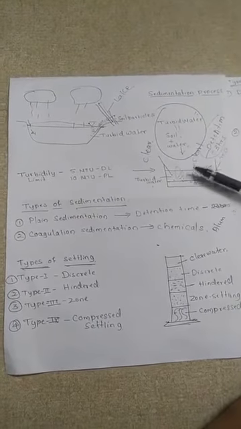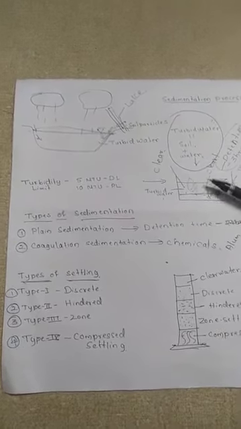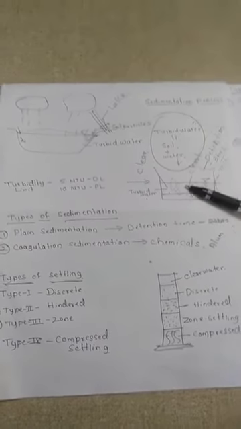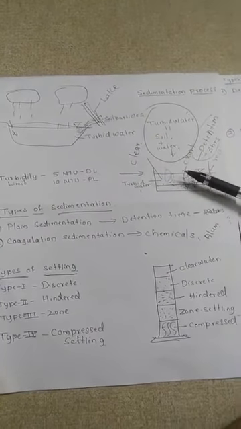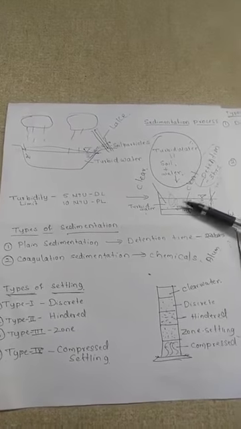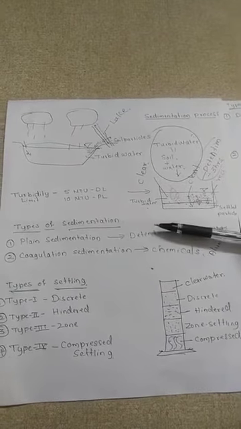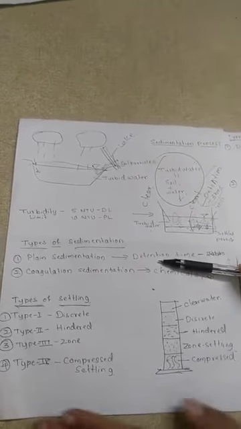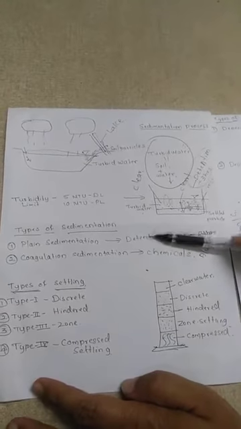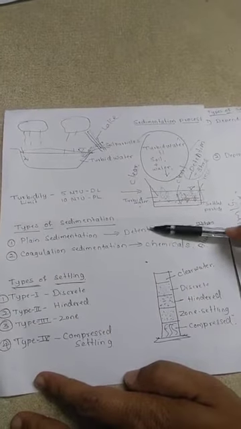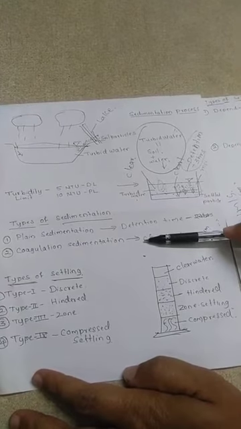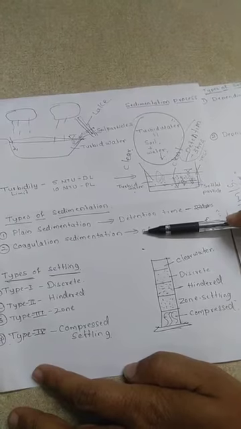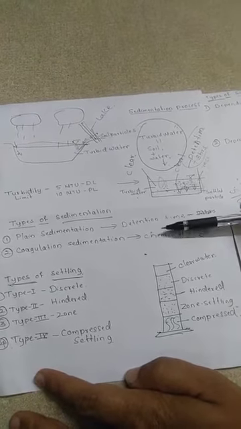Why are we going to do it? If we do not do it, it is going to cause choking problems, and the turbidity won't be easily removed from the water. So if we want this, we definitely need the sedimentation process. Then we discussed the different types of sedimentation, that is plain sedimentation and coagulation sedimentation. Plain sedimentation is done for particles which can easily settle by their own weight without adding any chemicals. Coagulation sedimentation is done for particles which do not settle easily by their own weight. For them, we use some chemicals.